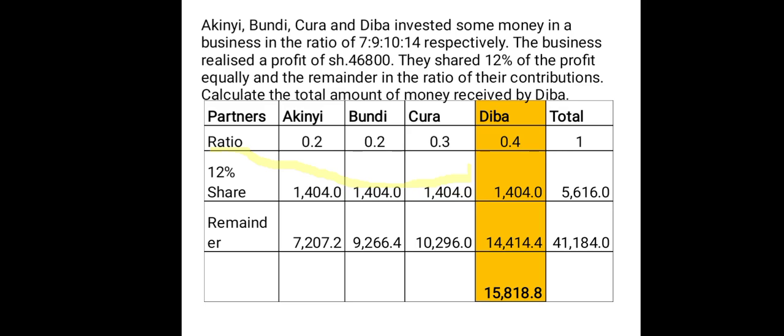Now we get 12% of 46,800, which is 5,616. Now we divide equally. You can see in the third column on this table, I've divided equally among the partners. Now what remains is 41,184. This one has to be shared in the ratio of their contribution, so that Akinyi gets 7 over 40.